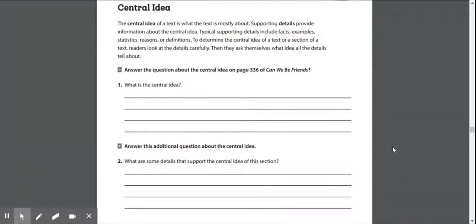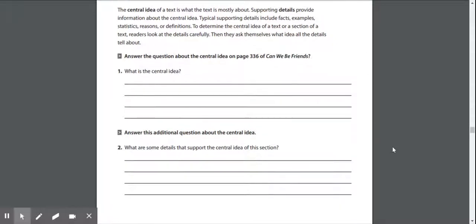So this is not the central idea of the whole story. This is central idea of that one particular section, which is kiss and makeup. So number one, what is the central idea of the section called kiss and makeup? And then number two goes along with number one. What are some details that support the central idea of this section?